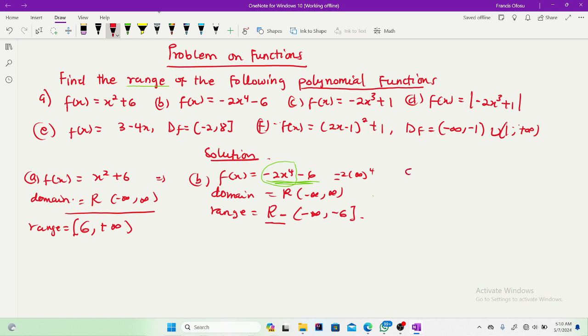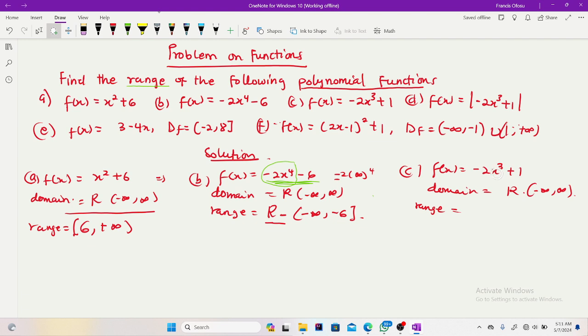So let me give you the C. For the C, I have f of x is equal to negative 2x cubed plus 1. So this one too, my domain is simply a set of real numbers R, which is negative infinity to positive infinity. So what is the range of this function? Now this function is an odd function, right?